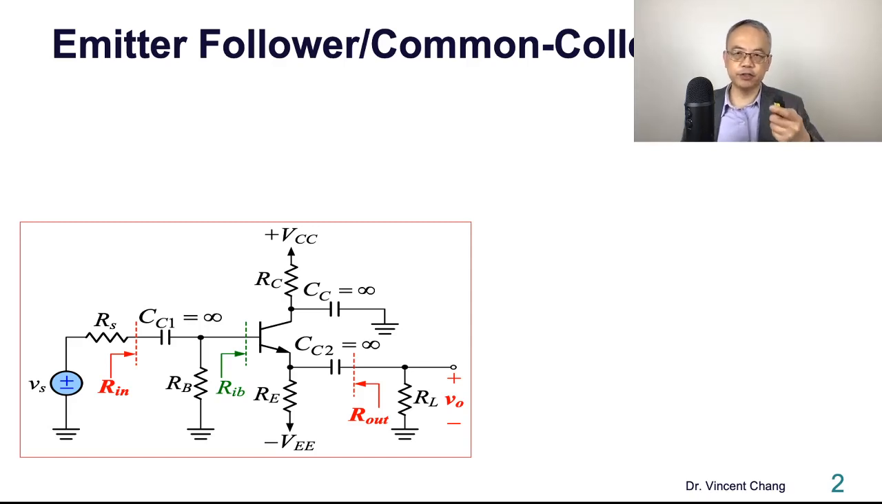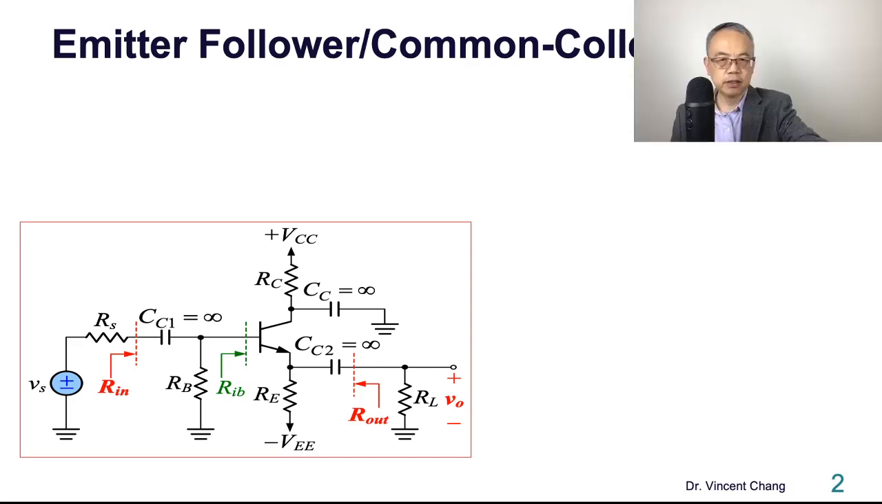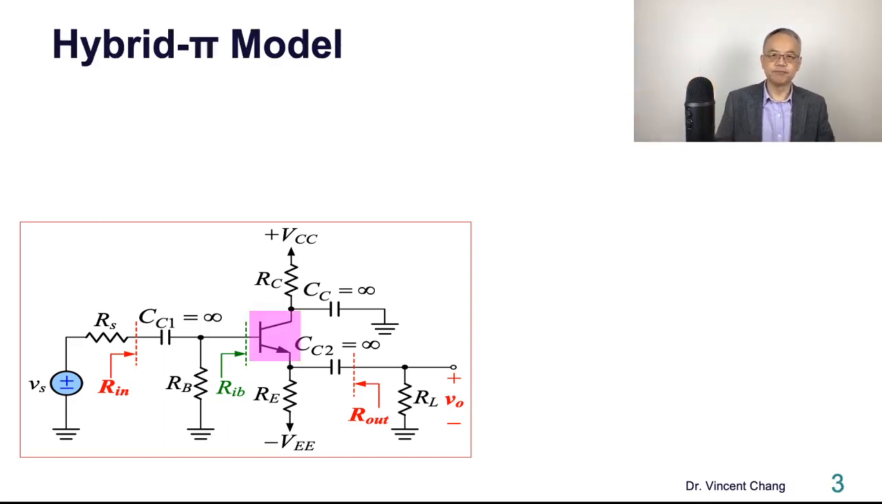So this circuit shows an emitter follower, or common collector. Since the collector is AC grounded, it's also called the common collector configuration. In the emitter follower, the signal comes in from the base, and the output signal is taken from the emitter. So base in, emitter out.